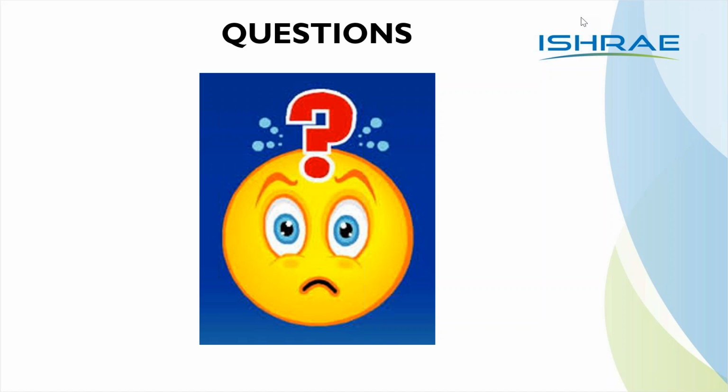The first question is, sir, how can we control some rooms which require heating and some rooms which require cooling? In this case, how will the outdoor unit work?